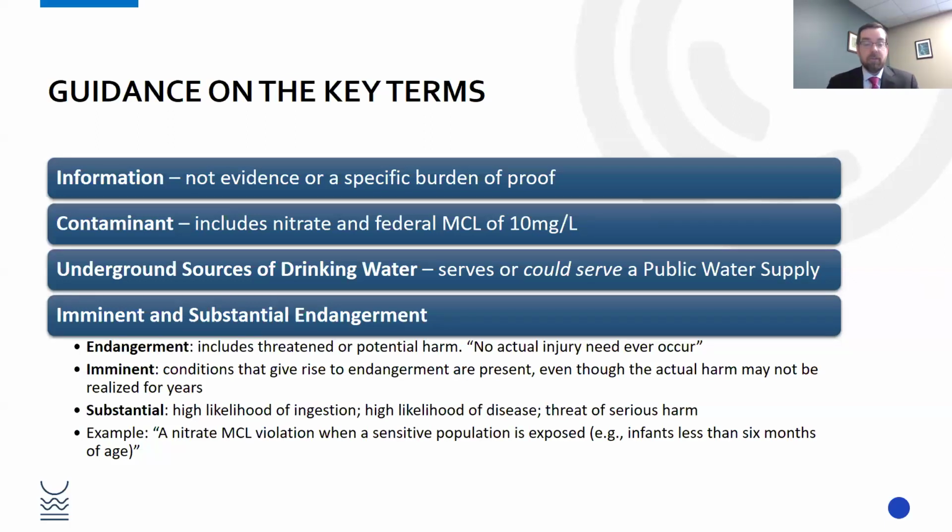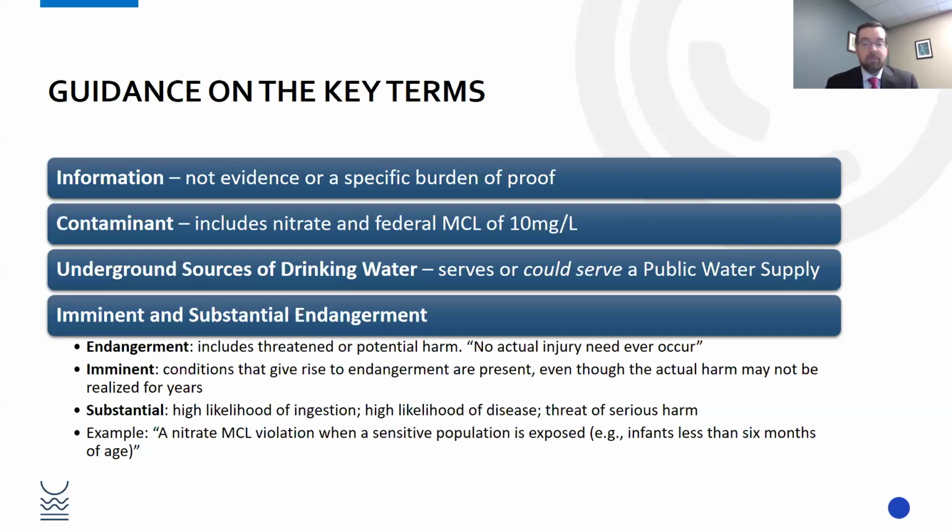EPA's authority to use its emergency powers extends to public water systems, but it also includes underground sources of drinking water. That's the next term. Underground sources of drinking water are defined as sources that serve a public water system or could serve a public water system. Essentially, any aquifer could serve a public water system at some point. So the EPA's authority to protect these underground sources of drinking water is quite broad. The guidance document specifically notes this means that the authority can extend to aquifers that serve private wells and are not public water supplies if those aquifers could serve public water supplies.